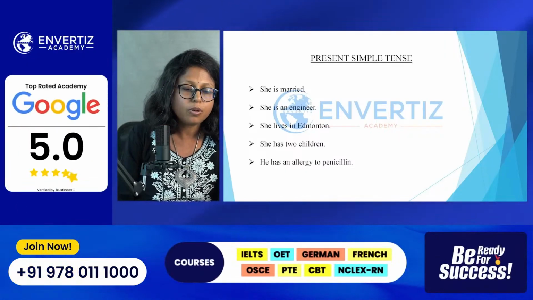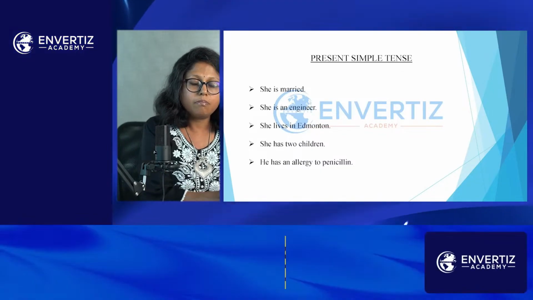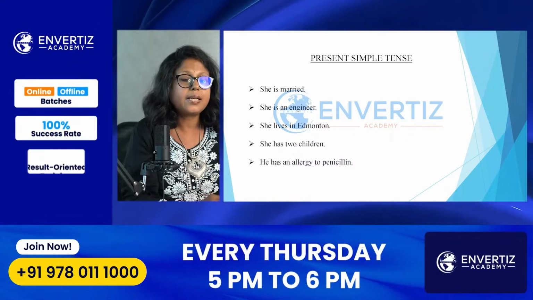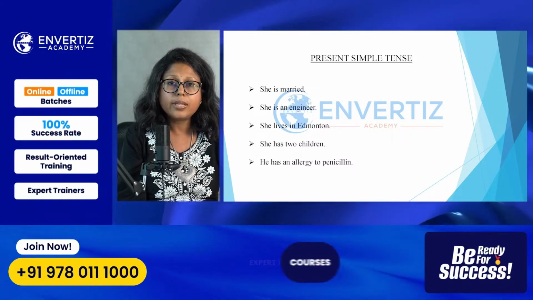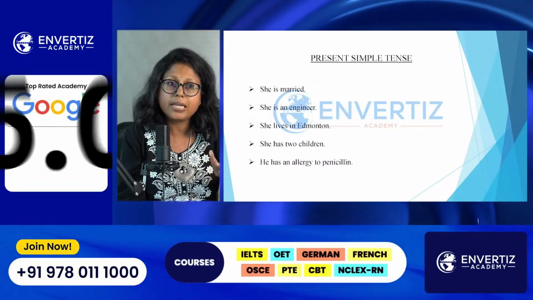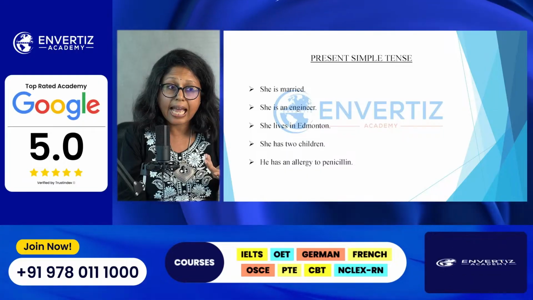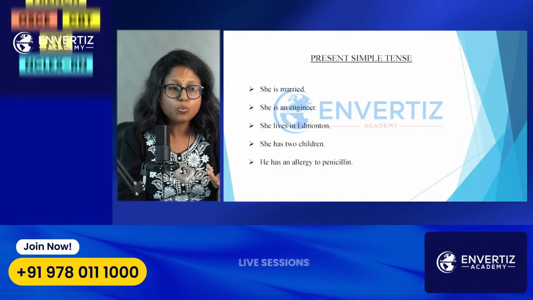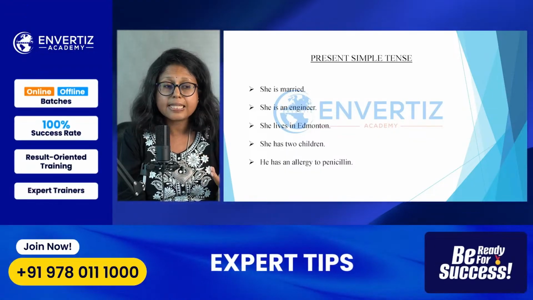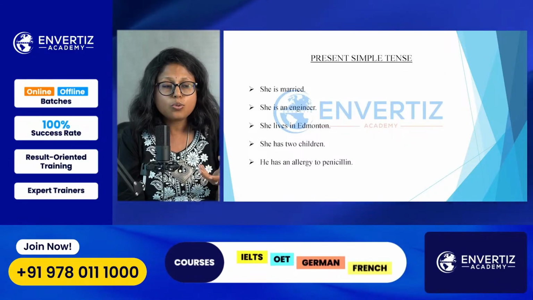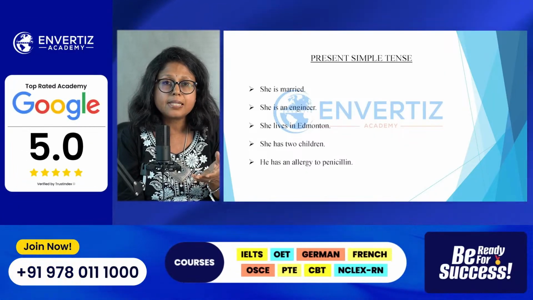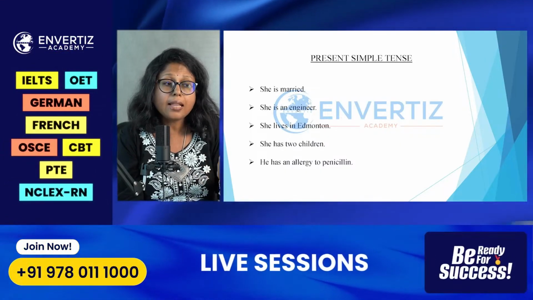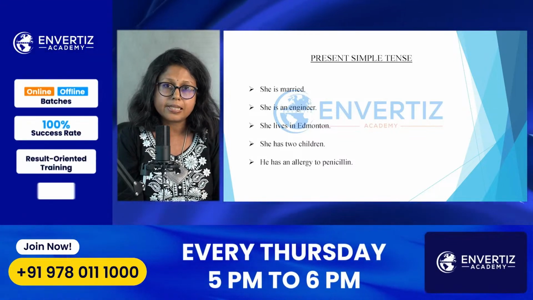So, I would just like to give you a few examples on how to do it. The first one which I said was married. Well, you can write it as she is married or he is married. He or she is an engineer. She lives in Edmonton. She has two children. He or she has an allergy to penicillin. So all these sentences are written in simple present tense, and as you can see, these are facts that are not going to change, and that is why we have put them in simple present tense.